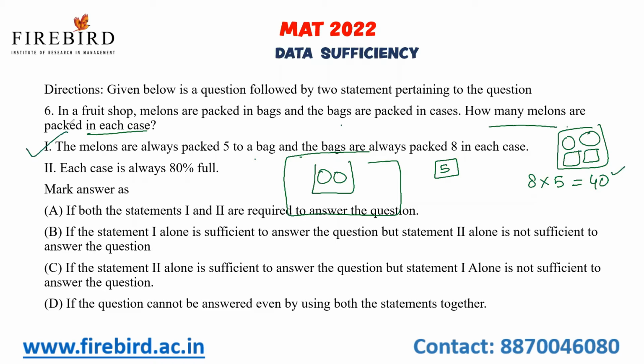So with statement 1 alone, you can find the answer. With statement 2, it is not possible. See statement 2: each case is always 80% full. With that, I cannot find out the number of melons, right? How many melons are packed in a bag in each case, I cannot find, right? So statement 1 alone is sufficient to answer the question, but statement 2 alone is not sufficient to answer the question. Option B is your answer. So your answer for this question is option B.